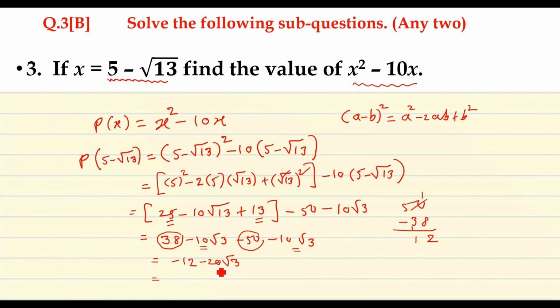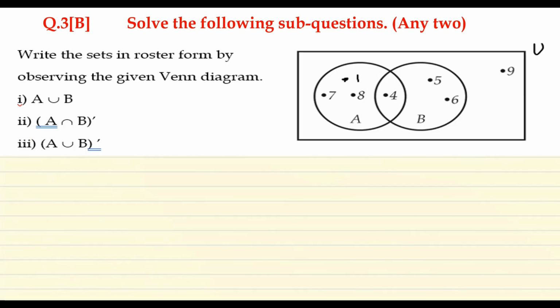Now 12 and 20 are multiples of 4. So you can take minus 4 common, and this will be 4 3s are 12, 4 5s are 20. So this will be my final answer, that is minus 4 in bracket 3 plus 5 root 3.